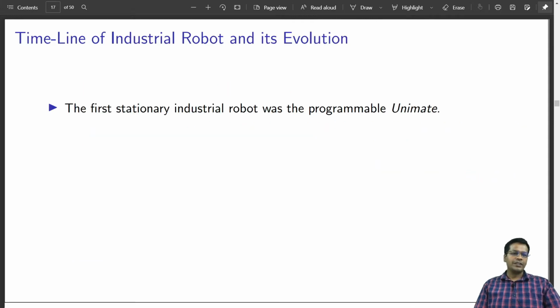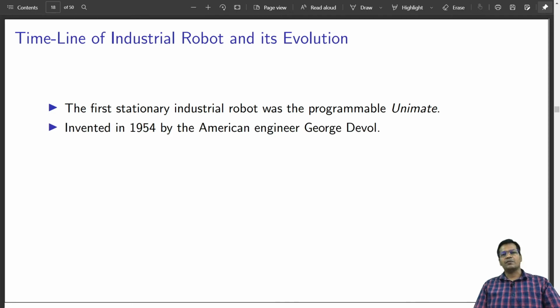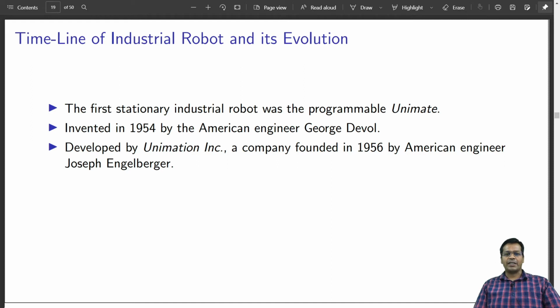Now let us look at the timeline of the robot and how it has evolved. The first stationary industrial robot was the programmable Unimate. Unimate was invented in 1954 by American engineer George Devol, and then it was taken up by a company called Unimation Inc., founded in 1956 by Joseph Engelberger. Engelberger later was known as the father of robotics. You may call George Devol the grandfather of robotics.